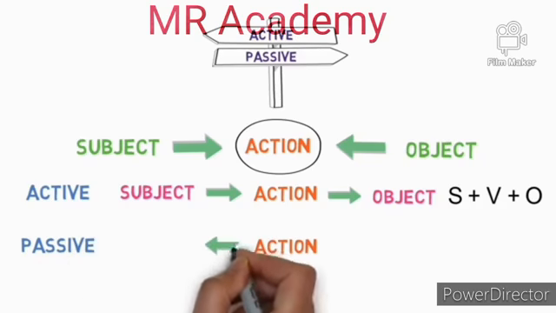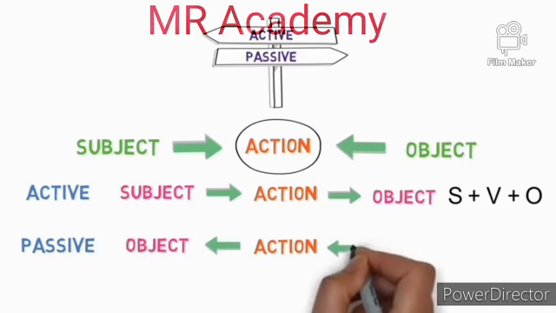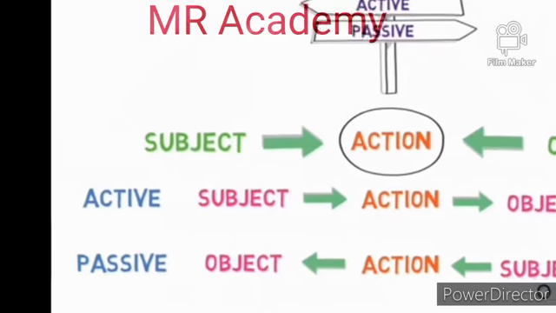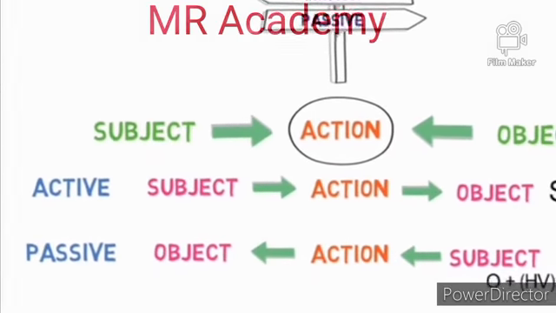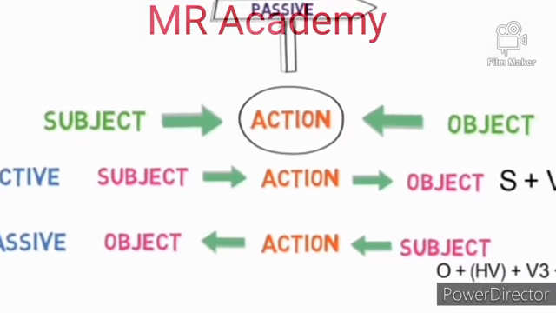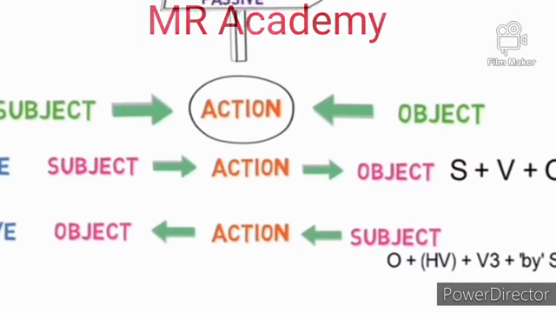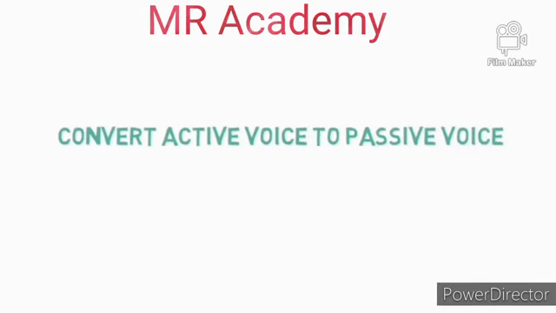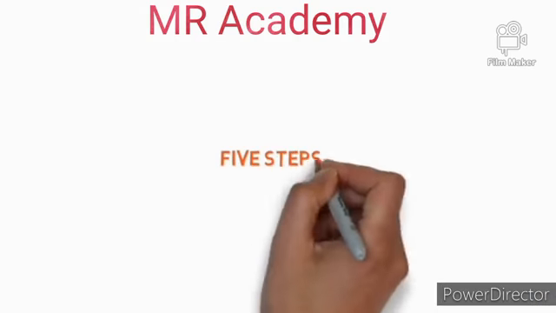Second, in passive voice, the action is performed on the object by the subject. Here the structure is object plus helping verb plus V3 participle form plus by plus subject. Let's see how we can convert active to passive. There are 5 simple steps in converting.